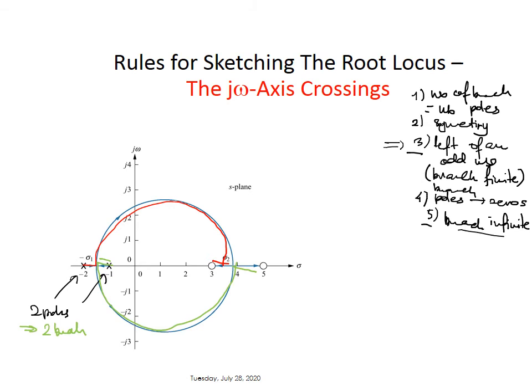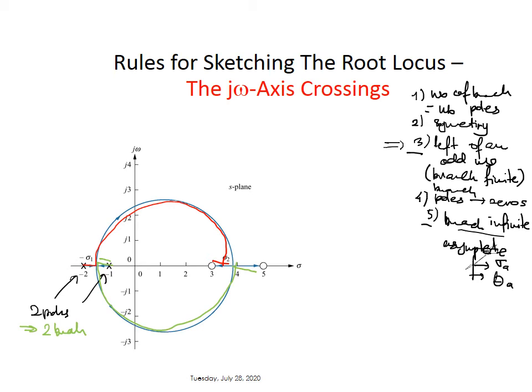And what happens to the infinite branch? The infinite branch goes towards an asymptotic line, and that asymptotic line, of course, we have seen, in order to find those asymptotic lines, you need to find sigma A, which is the intersection point, and theta A, which is the angle of that asymptotic line, right? So before we start the j omega axis crossing, these are basically the application of the 5 rules, the basic rules that we have established just now to be able to plot our root locus sketch.